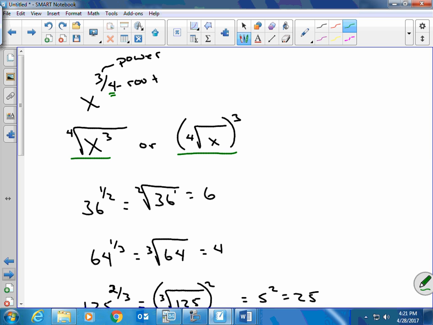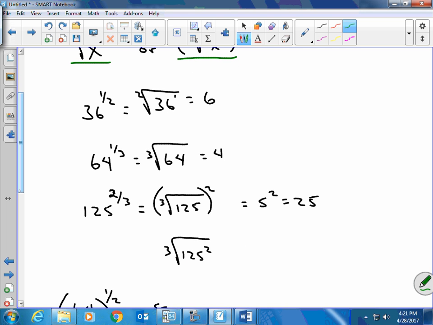So, what is 36 to the 1/2 power? Well, my power is 1, my root is 2, so 36 to the 1/2 is exactly the same thing as the square root of 36. 64 to the 1/3 is the same thing as the cube root of 64.